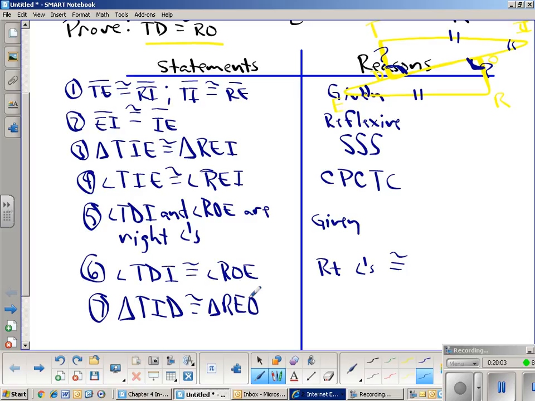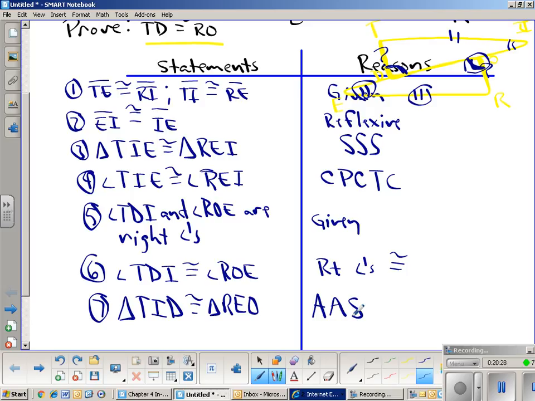You ready, Megan? Why? Because sides, it's like side or angle side. There you go. Yeah, we have an angle and a side that's not between them, right? Okay, so that's angle, side. So now that I know those two triangles are congruent, I'm ready for the last step.